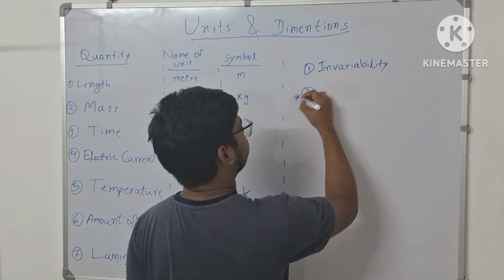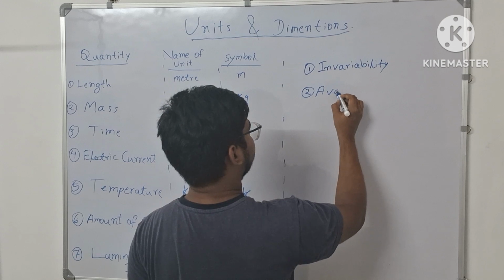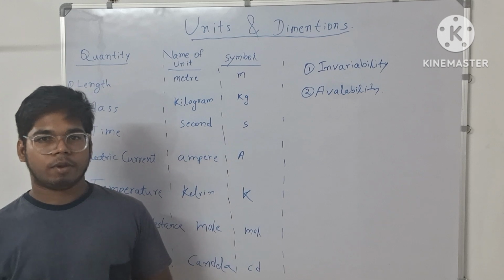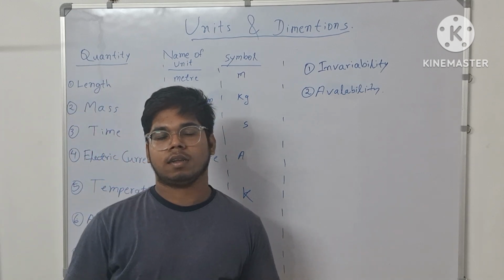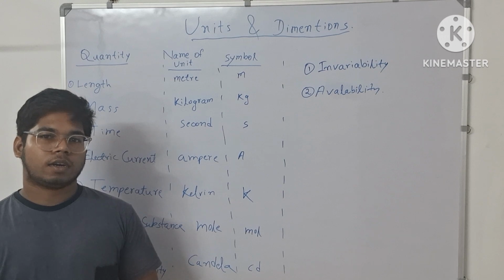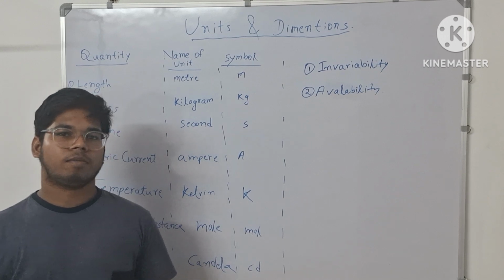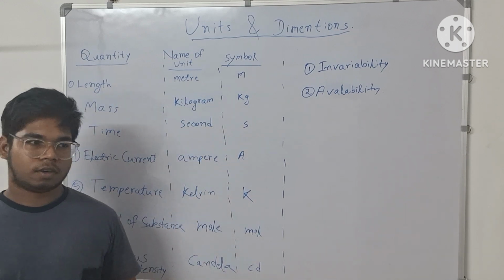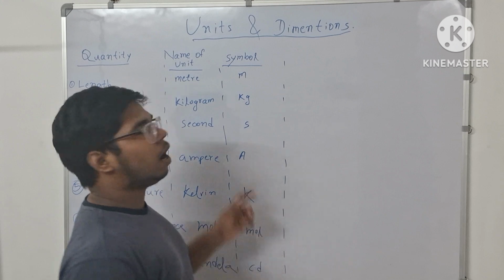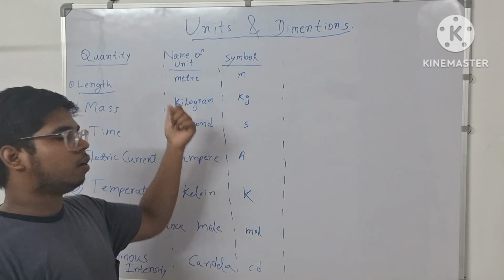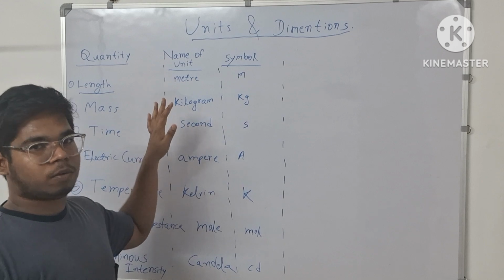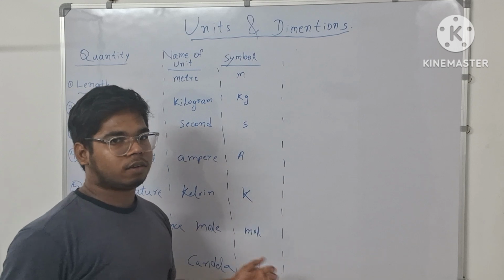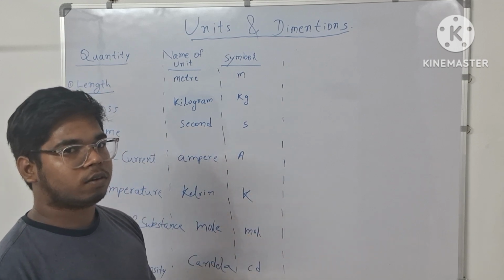And another property is availability. It should be available to everyone so that people can use it. It should not be that it is only available in a particular place and only a particular person can use it. Today we will discuss briefly how to define these fundamental units. There are 7 base units, and we are going to discuss one by one how to define them, considering these two previous properties.